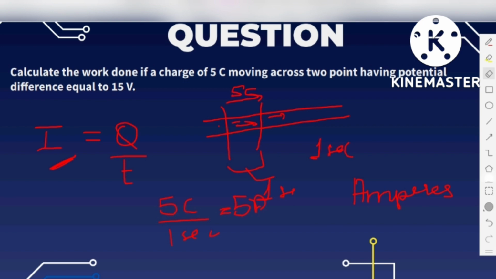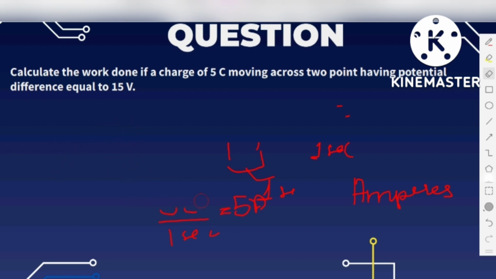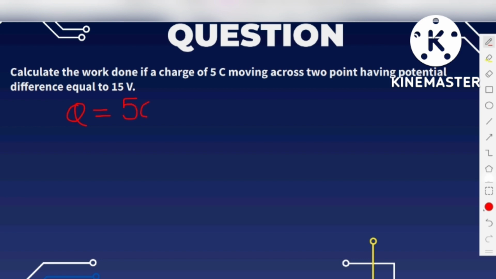Alright, so let us clear all this. Now, here it is given that Q is equal to 5 coulombs and the potential difference or the voltage is equal to 15 volts, and we are required to find the work done.